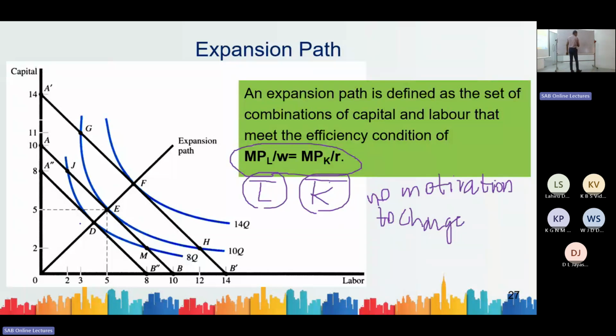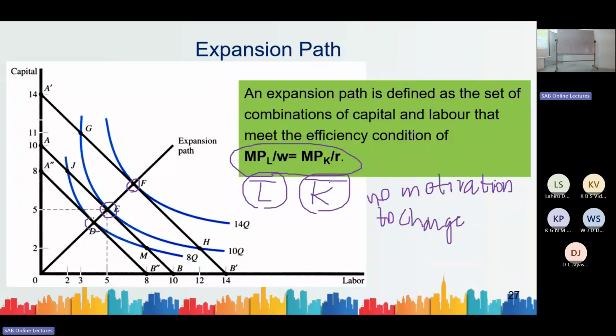Likewise, they plan for expansions. And for each higher output level, they have separate equilibrium points. So this is the equilibrium point for the next higher output level.